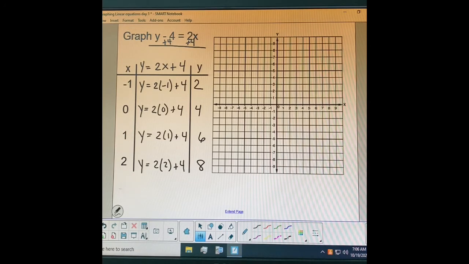Go through the same motions, plot all 4 points, make a straight line with arrows on both sides, and label the line, again with the original equation or with the equation in standard form. This time I'm labeling it with the original equation, y minus 4 equals 2x.